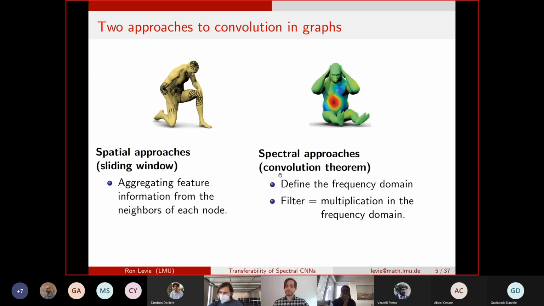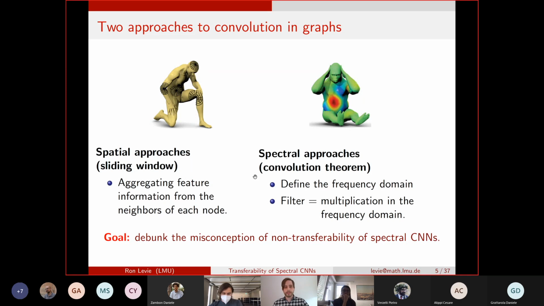So now, in order to define spectral convolution on graphs, we need to define the frequency domain of a graph. And once we have that, a filter or a convolution operator is defined as multiplication elementwise in the frequency domain.